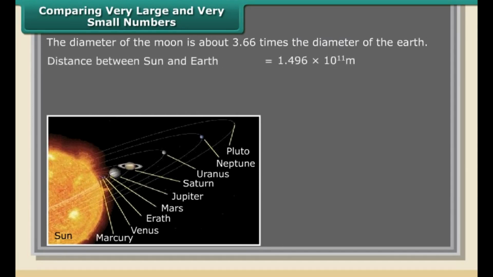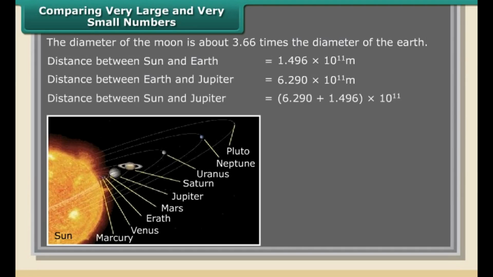Distance between Sun and Earth is 1.496 into 10^11 m. Distance between Earth and Jupiter is equal to 6.290 into 10^11 m. Distance between Sun and Jupiter is equal to 6.290 plus 1.496 into 10^11, which equals 7.786 into 10^11 m.